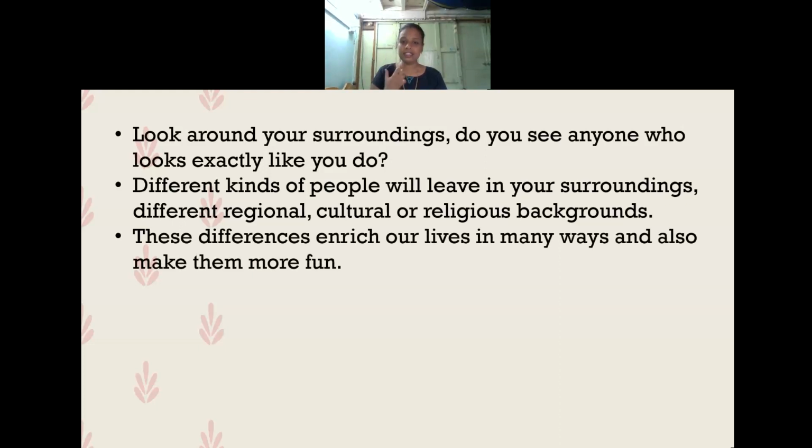So these differences enrich our life in many ways and also make it more fun. Why more fun? If only exactly the same looking people were living in the world, life would be a little bit boring because no variety would be there to see. That is why the different kinds of people living in your surrounding have a life quite different from your life.